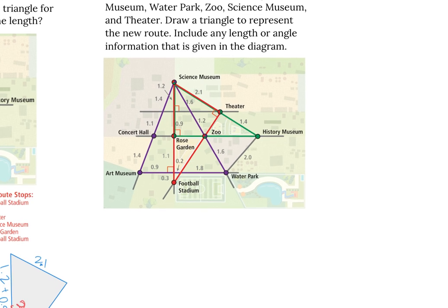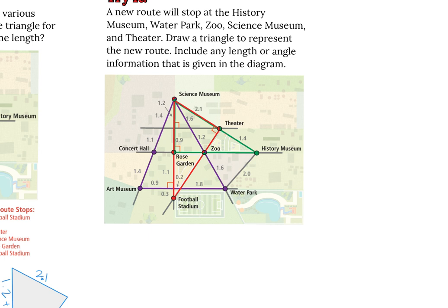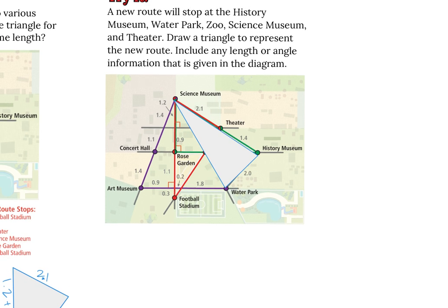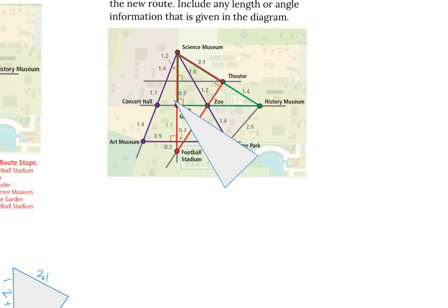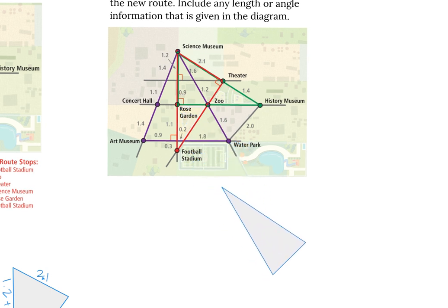So let's create a triangle. So we are going from the History Museum to the water park, to the zoo, to the science museum, to the theater, and then back. Okay, so we're creating a new route. And then I want to include my measurements on this.